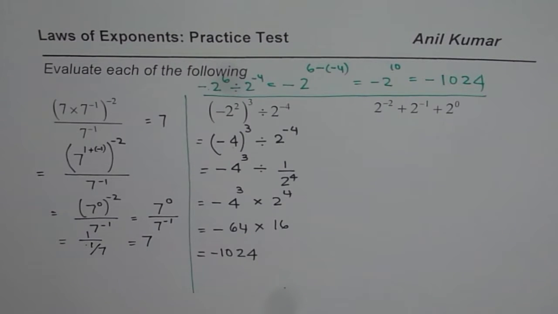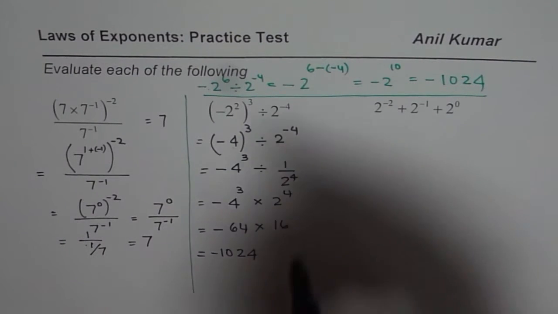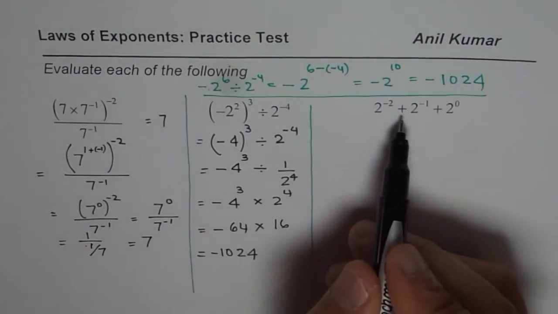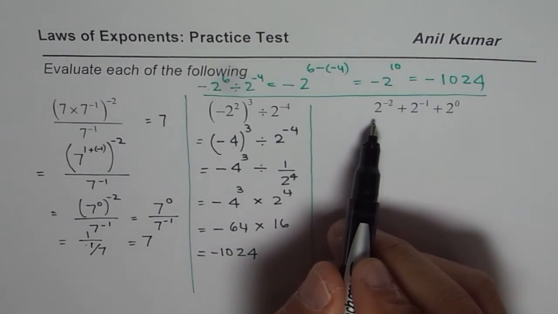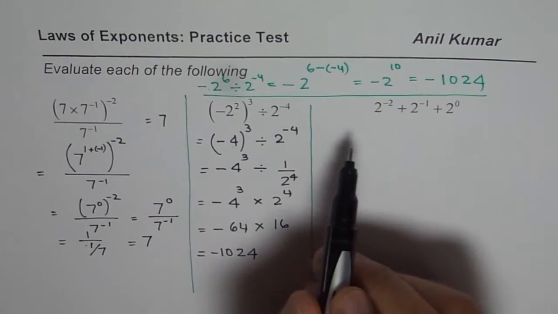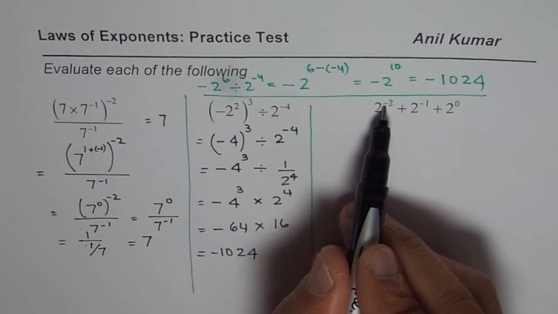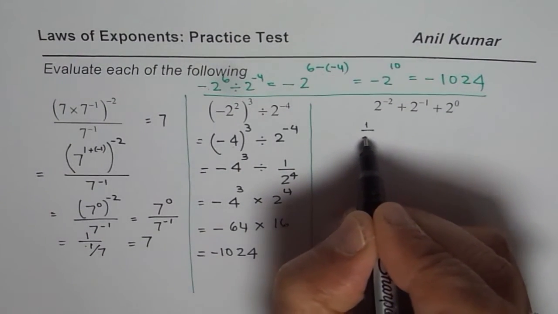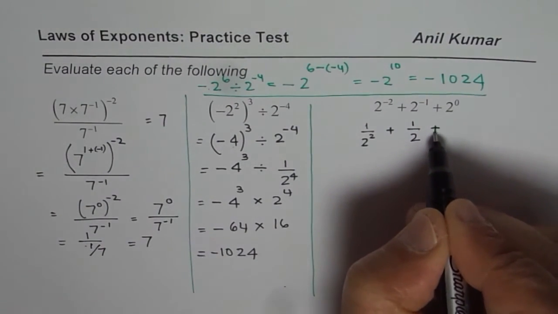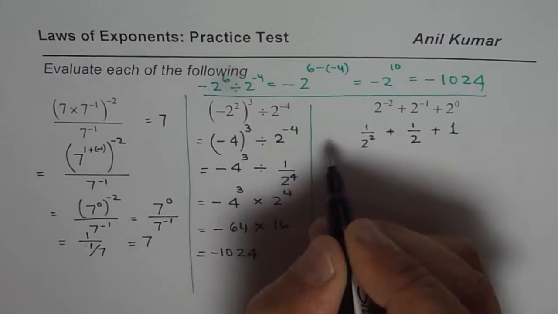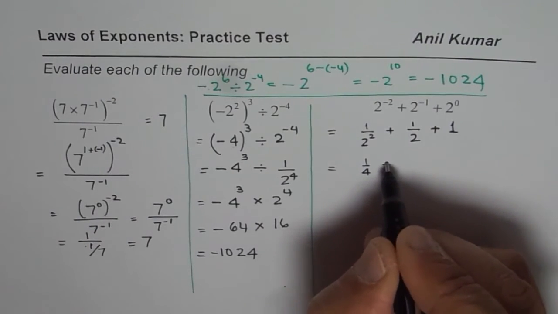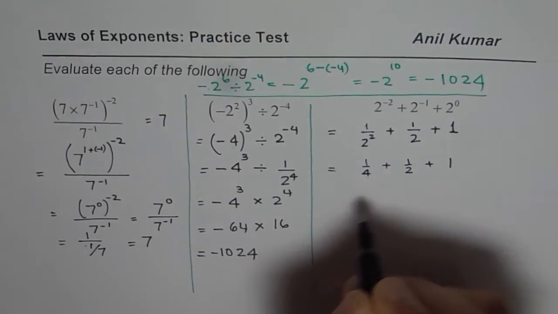Now let us look into the last, third question. In this particular case, what do you notice? We do not have multiplication, we have addition. These are additions, so do not apply the product rule or other rules. Now here this is a kind of fraction. 2 to the power of minus 2, minus means reciprocal, could be written as 1 over 2 squared. Plus 2 to the power of minus 1 is 1 over 2. And anything to the power of 0 is 1. So what you get really is fractions to add up. We have 1 over 4 plus 1 over 2 plus 1.